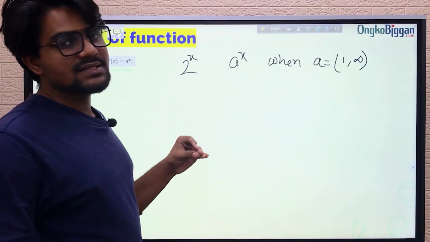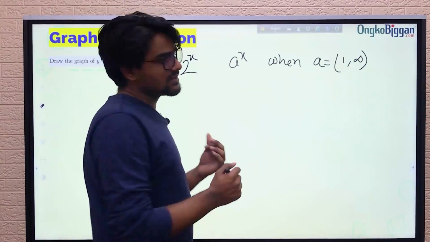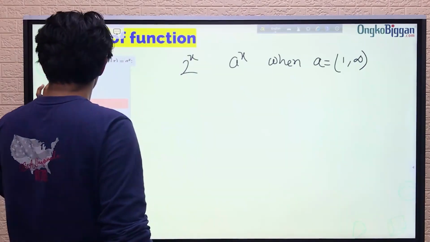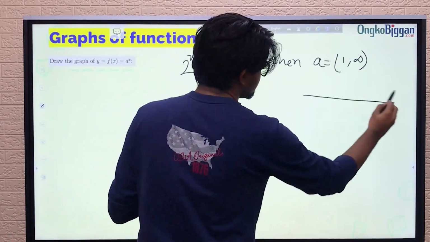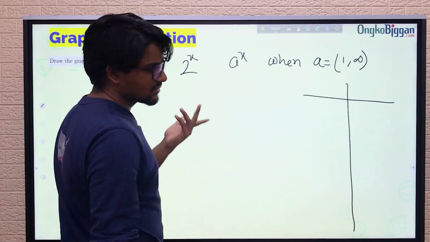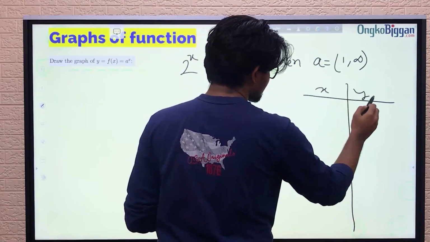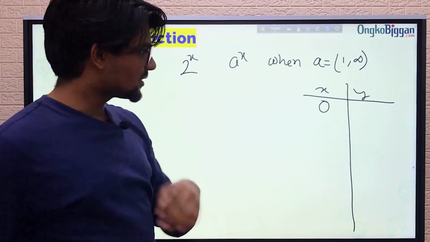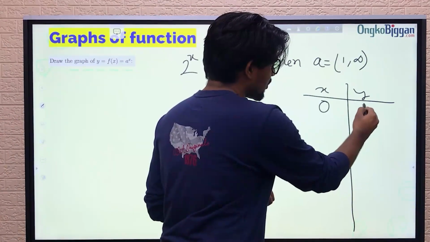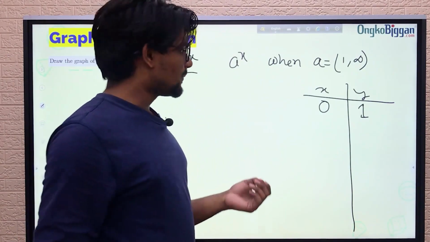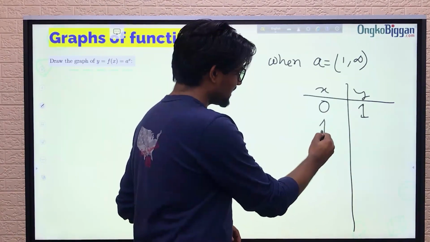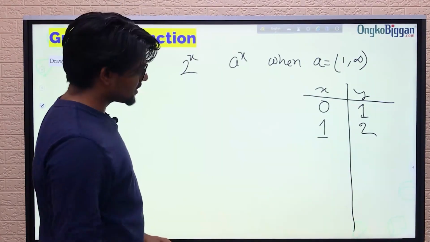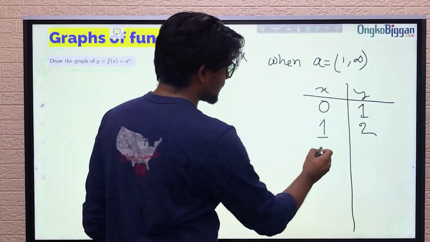So for that we are going to start with taking the values of x in the positive direction, because I want to start with the positive direction of x. So if x is equal to 0, we know that y will be equal to 1, because anything to the power of 0 is equal to 1. And similarly, if x is equal to 1, we will get the value of 2.